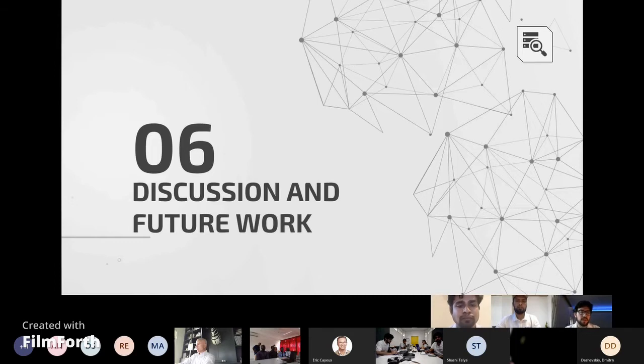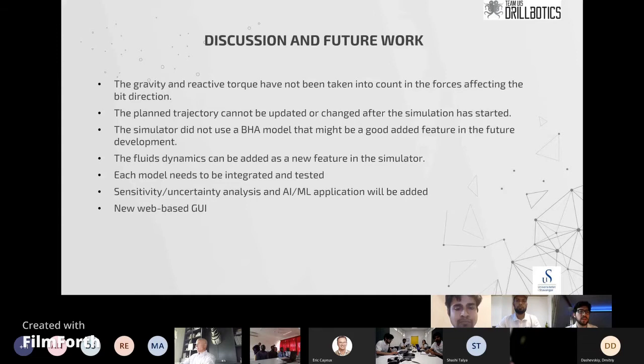Okay, so the discussion on future work for our simulator is the following. The gravity and reactive torque have not been taken into account in the RTSA simulator. Then the planned trajectory that was created by the RTSA simulator cannot be updated or changed after the simulation has started, which could be a good feature for the future. Then the simulation did not use the VHS model yet. Also, that can be a good improvement for the future.